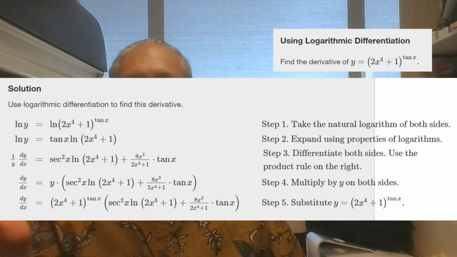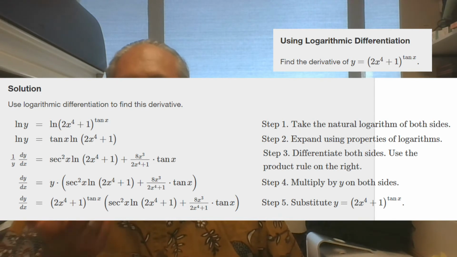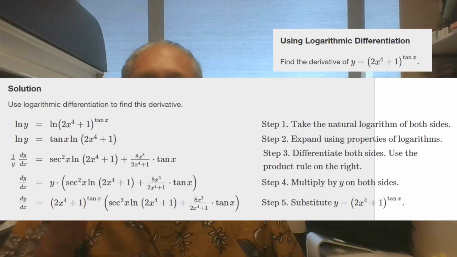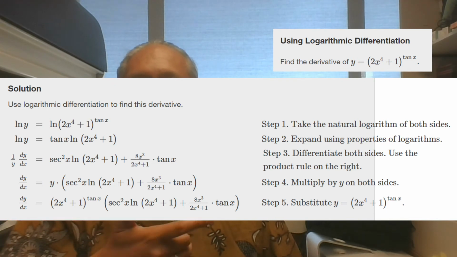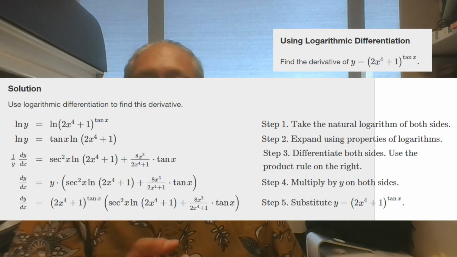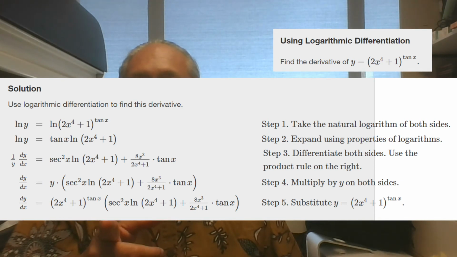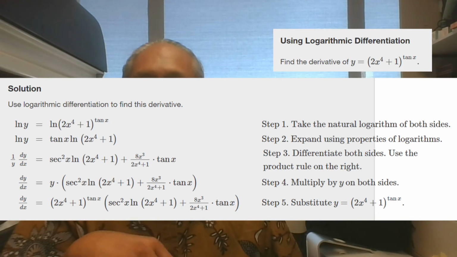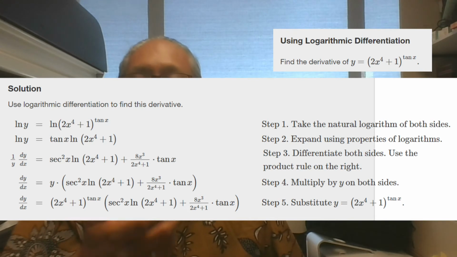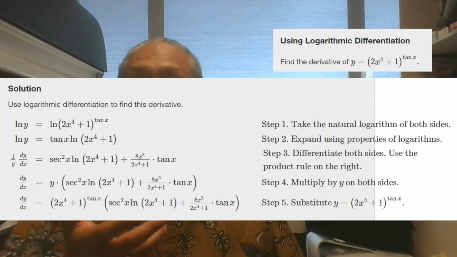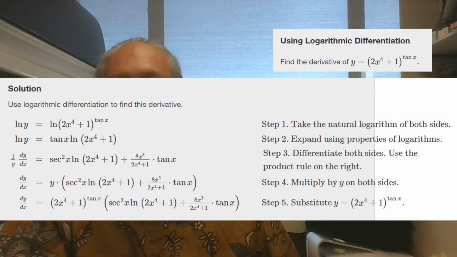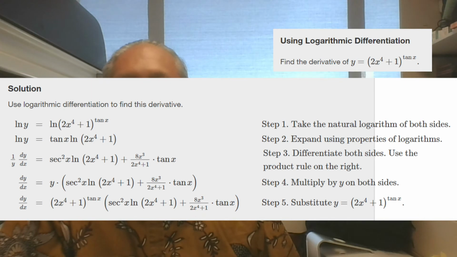And then now you take the derivative. In this case, we have to use a product rule. We have the tangent of x times the ln of that expression. And so it's the derivative of the first, which is secant squared, times the second, plus the derivative of the second. The derivative of the ln of something is going to be 1 over something. So that's 1 over 2x to the 4th plus 1 times the derivative of 2x to the 4th plus 1, which is 8x cubed.